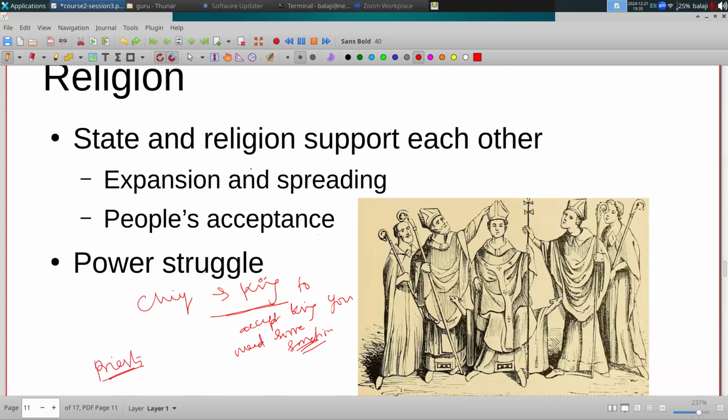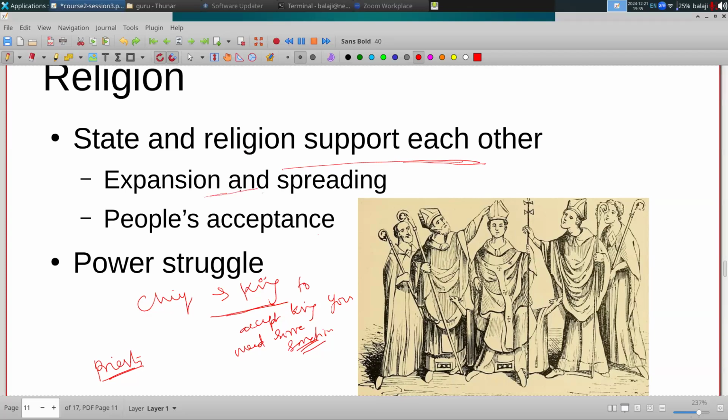So religion, of course, is run by priests, and the state and religion support each other. Okay, that is exactly what is happening even today. Continuously, they support each other. It's a love-hate relationship. You see, religion needs state support to expand, right?